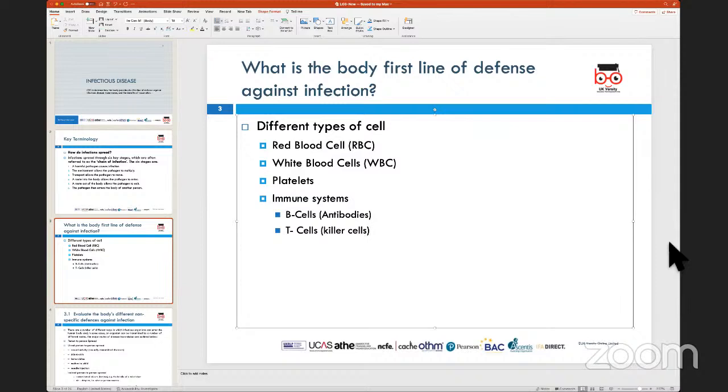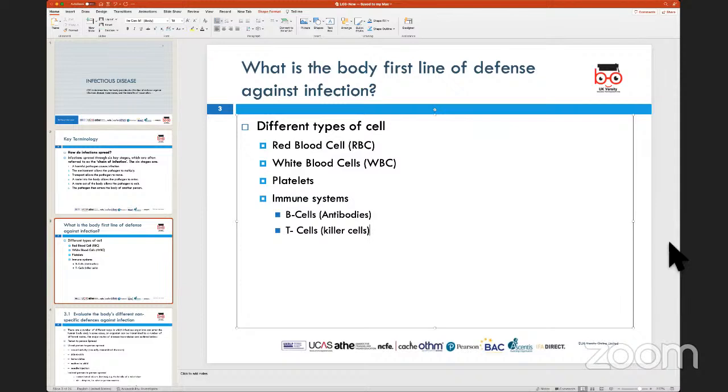So when we look at the different types of cells which form the first line of defense against infection in the human body, we talk about the B cells, which produce antibodies, and T cells, which are called killer cells, which try to neutralize the virus or any other foreign element like bacteria or protozoa. They do so through some sort of chemical reaction, and they help in stopping the spread of infection.